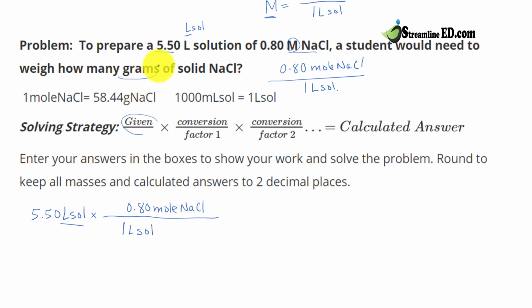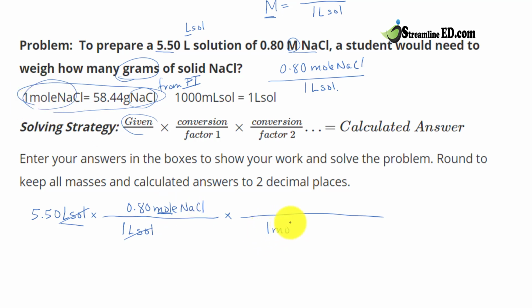Now the liter of solution cancels out, but we have moles, and we want grams. So we use this conversion factor, which is your molar mass from your periodic table. If you don't know how to find it, use a periodic table. Now we multiply. Moles of NaCl will be on the bottom to cancel out, so 1 mole of NaCl cancels, and this part must be on top: 58.44 grams of NaCl. Exactly what we are looking for.